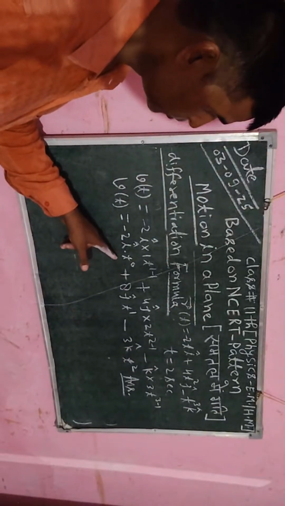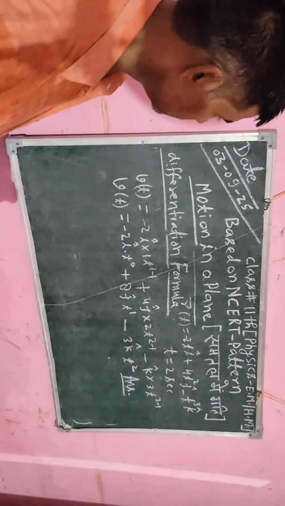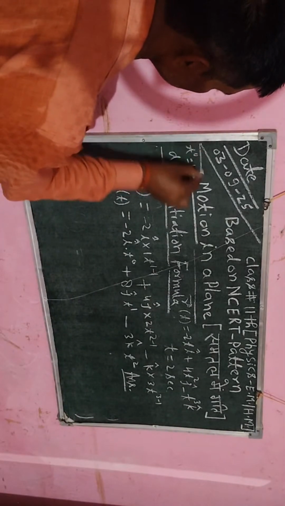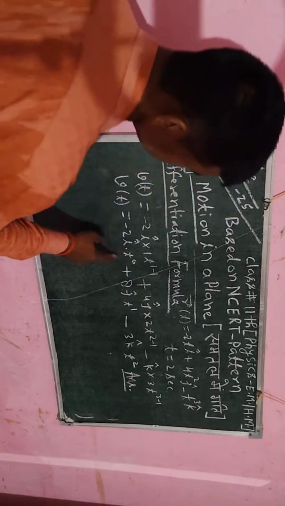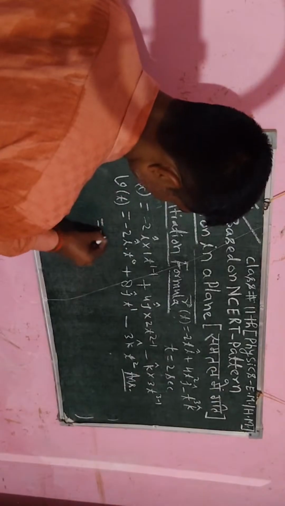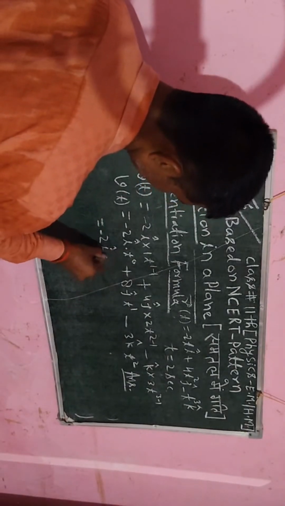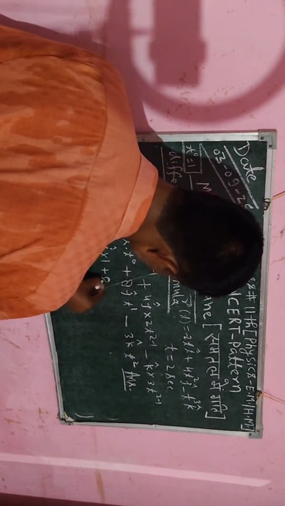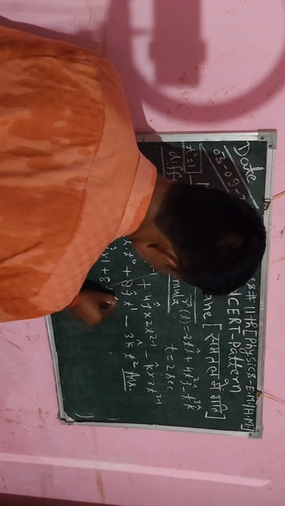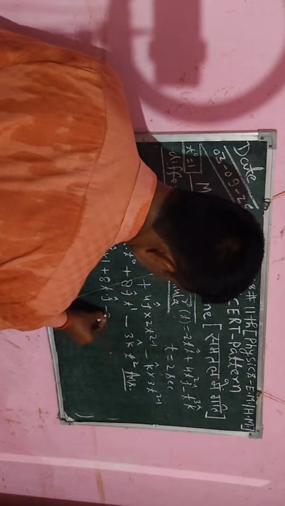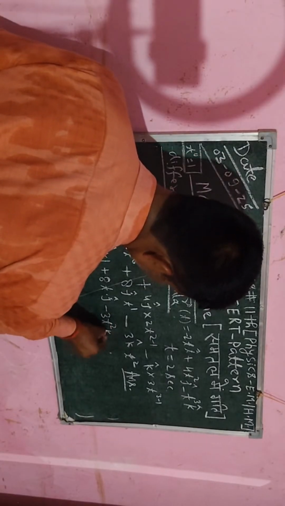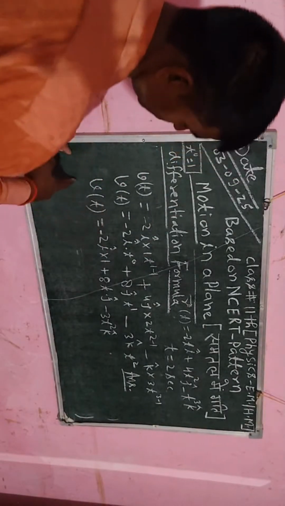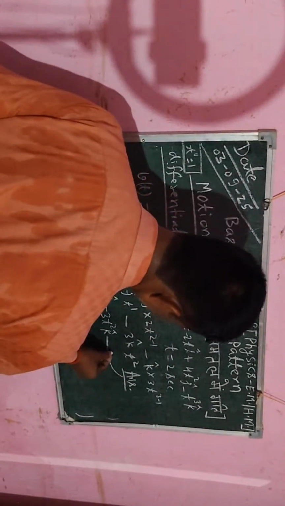Now further I will put the value of t to the power 0. If any variable has power 0, its value will be 1. Each and every student has to remember this. So in place of t to the power 0 I will put 1. Here I will write minus 2 vector i cap into 1, plus 8 t into vector j cap, minus 3 t square vector k cap. Finally, this is the value of dt. It is written like this.